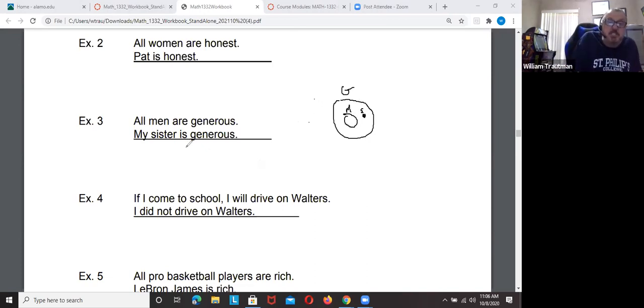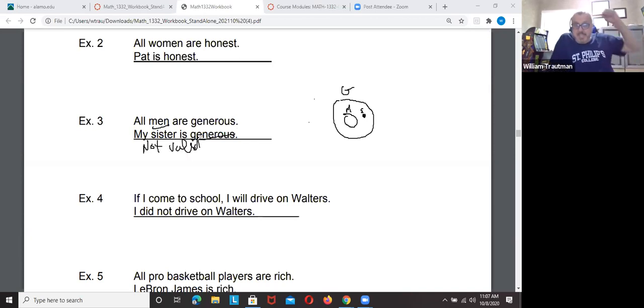So all men are generous. My sister is generous. Can I say my sister is a man and generous? No. Can I use this and this? I'm saying no. There's nothing else I can say, so it's not valid. I could say a lot of these are not valid. But you see, I can't put them in. I can't say my sister is a man and generous because she's not. By definition, a sister is female.